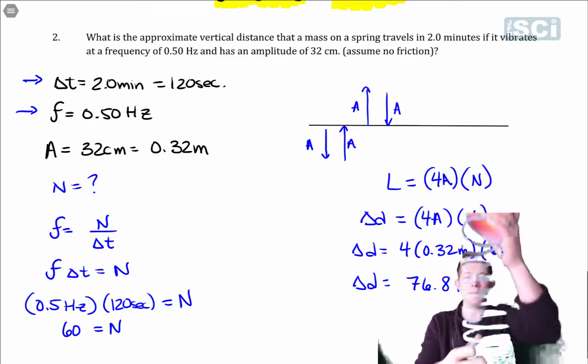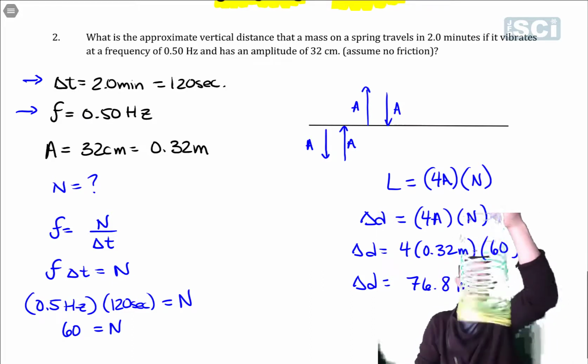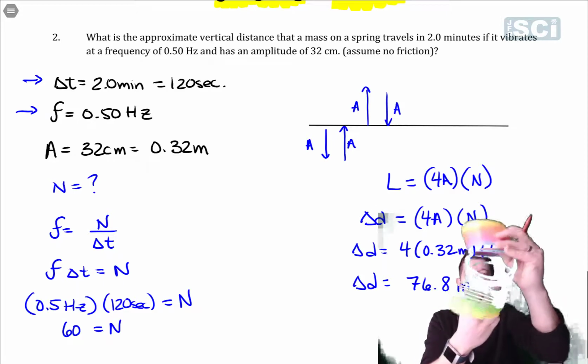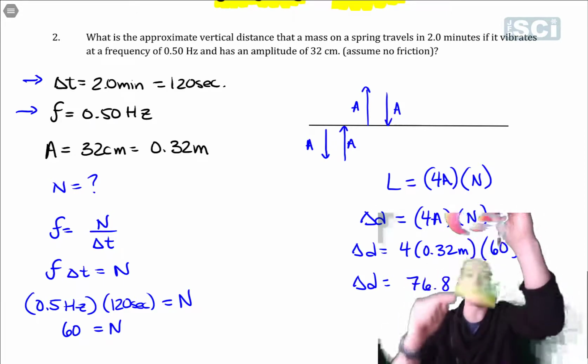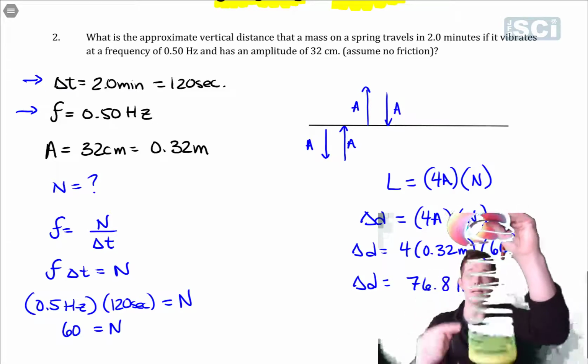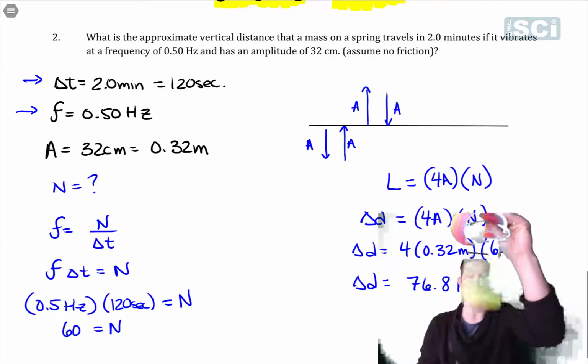So that's quite far, but if you think about what's actually happening here, this pendulum is going to move up and down fairly quickly. Well, this one's not very quick, but it's going to move up and down fairly quickly. So the distance that the bottom of that pendulum moves is about 76 meters.